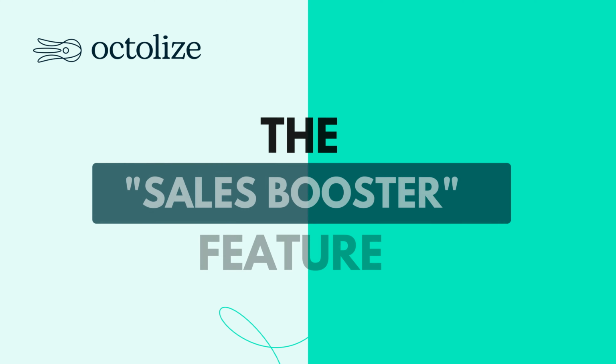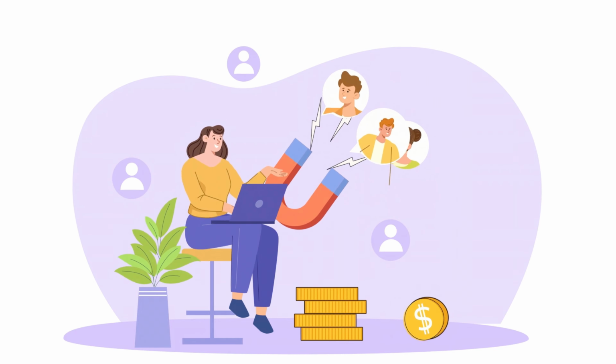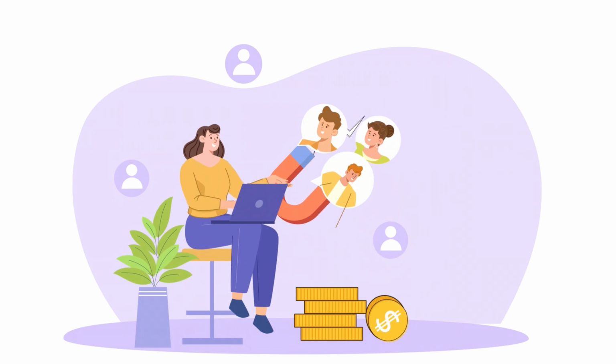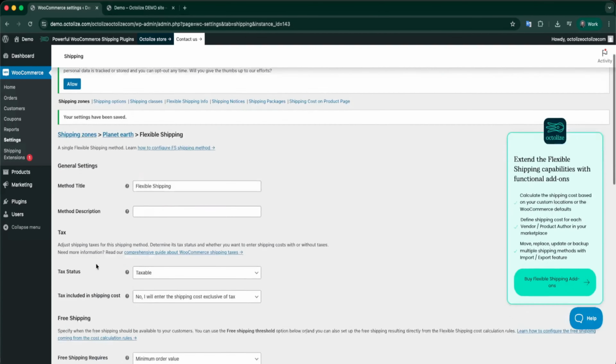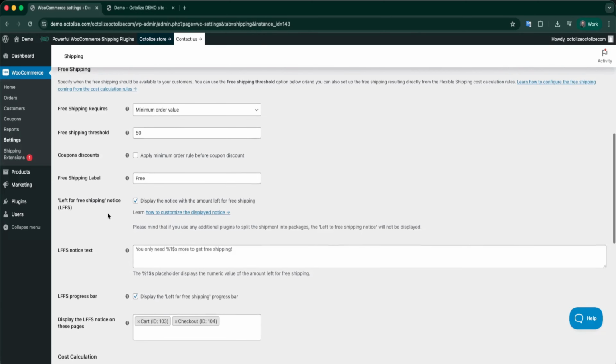The Sales Booster feature. Setting the rule is not enough. You have to tell the customer how close they are. So let's go back to our Flexible Shipping method. Look for the free shipping section. Set the free shipping threshold to, for example, 50.